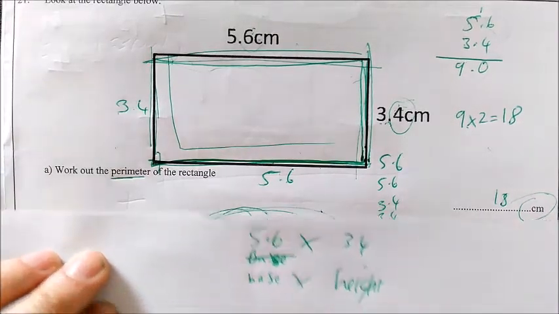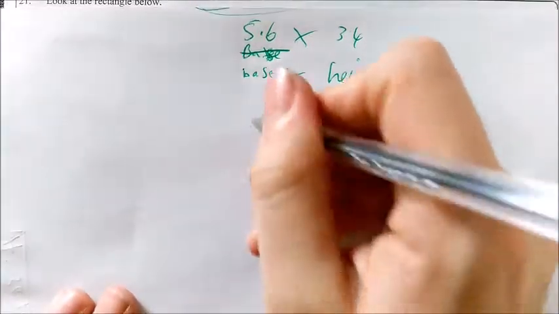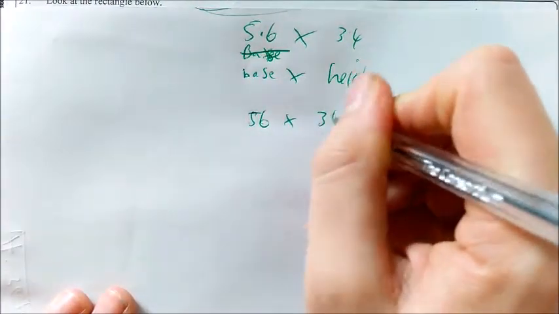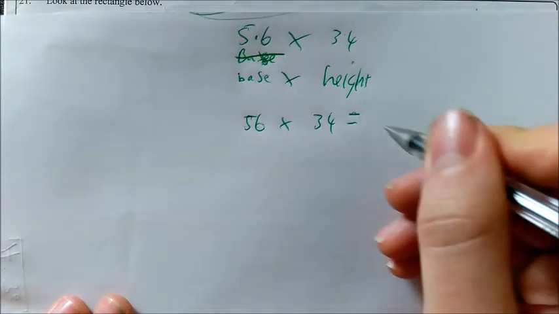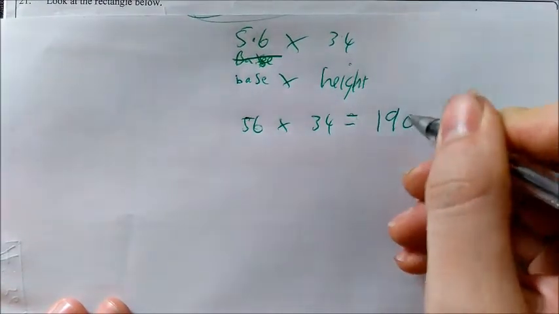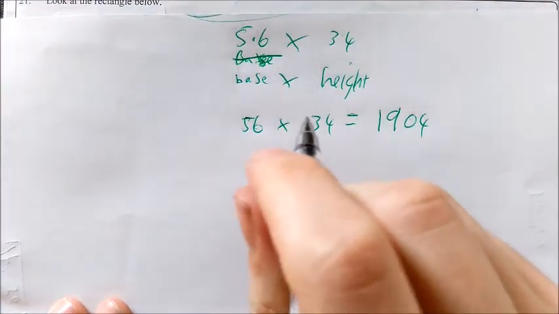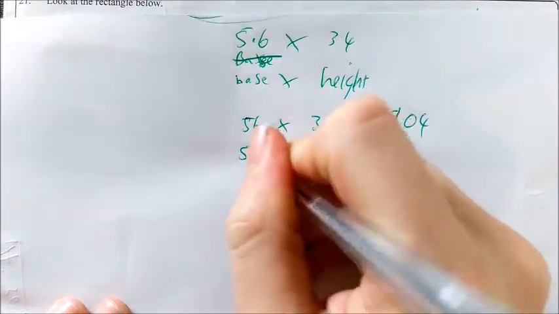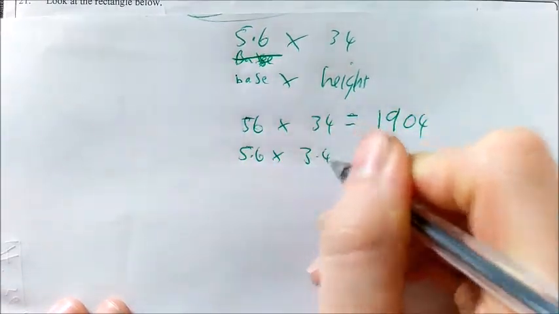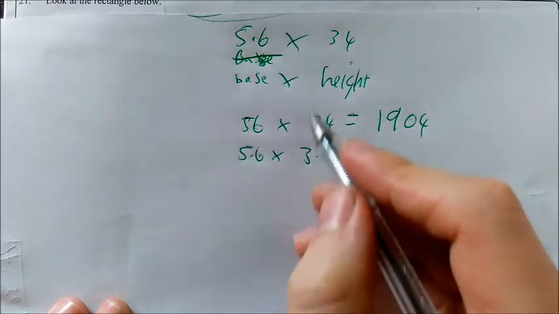How am I going to do 5.6 times 3.4, you ask? Well, I'm going to do 56 times 34. I'm going to ignore the decimals. That is going to give me 1,904. You might need to work that out properly. Then I'm going to write 5.6 times 3.4 underneath and work out what I have to do to each part.